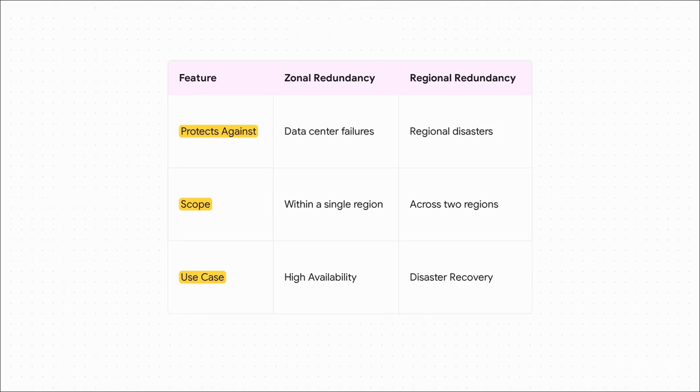This table really nails the why behind all this. Zonal redundancy, that's for high availability. It's about keeping your app online if one local data center has a bad day. Regional redundancy, on the other hand, that's for disaster recovery. That's your break glass in case of emergency plan when a whole geographical area has a really, really bad day. Two different tools for two very different problems.